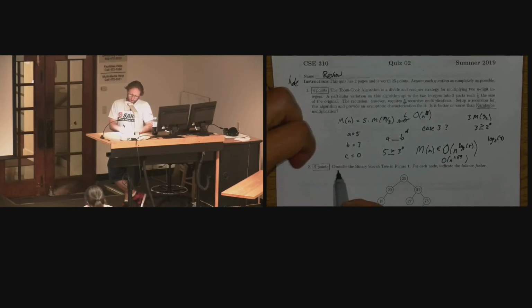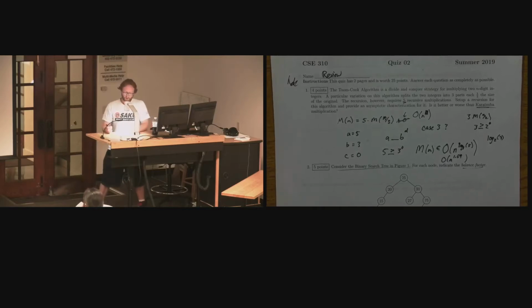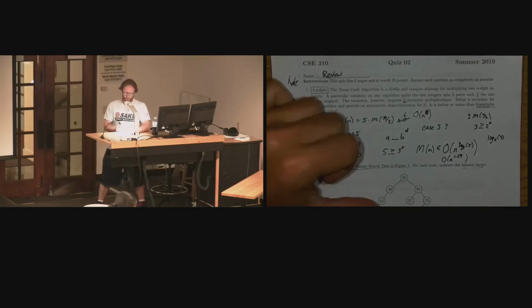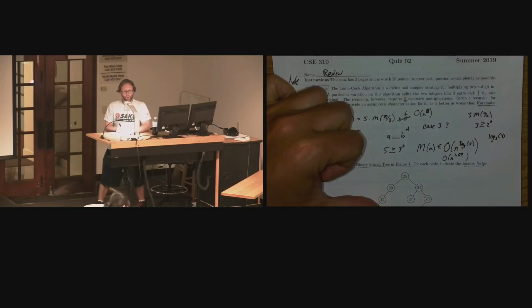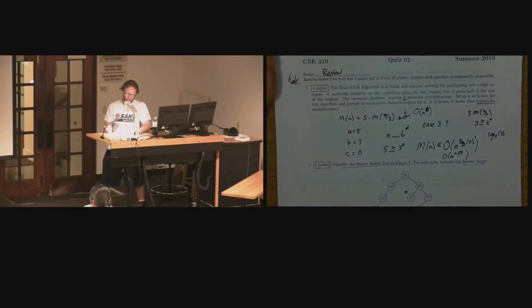All right, consider the binary search tree in figure 1. For each node, indicate its balance factor. So we're not actually inserting anything. We're not actually deleting anything. We just want to know what the balance factor is. The balance factor of any leaf with no left child, no right child, that's easy. That's going to be 0 across the board for all of these leaves, right?